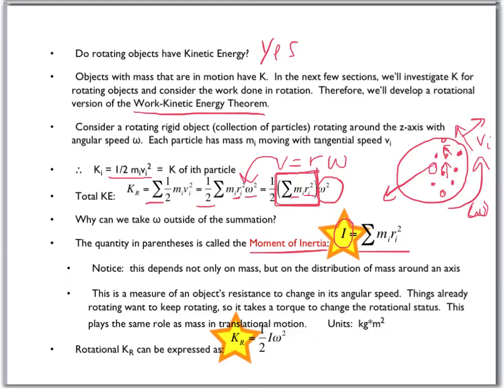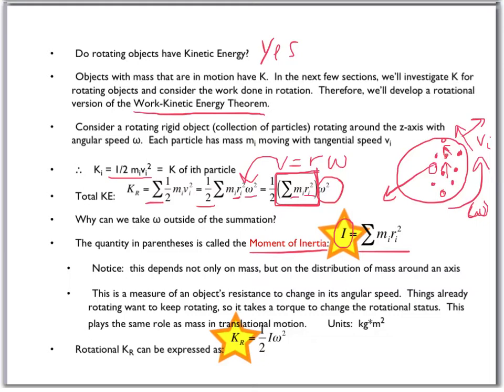So essentially what we're saying is that something that has a lot of mass that is located far away from the axis of rotation is going to have a very large moment of inertia. This really is looking at how difficult it is to start or stop this thing rotating. It's really a measure of the object's resistance to a change in its angular speed. So things that are already rotating want to keep rotating, and things that are not rotating want to stay not rotating unless there's some sort of an outside torque applied to that object and change its rotational status.